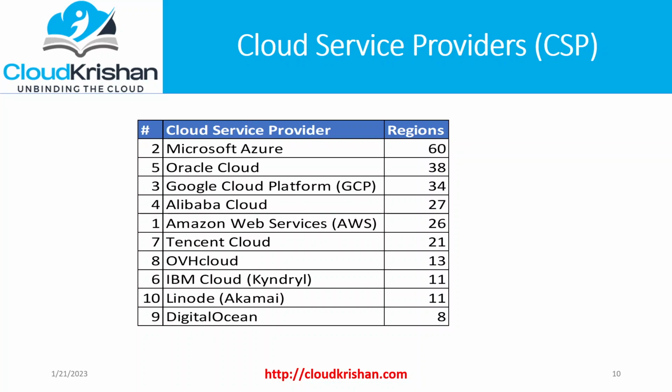So first one is Microsoft Azure. Region wise, Microsoft Azure has 60 regions, one of the biggest service providers. The second is Oracle Cloud. Apart from the database and many other SaaS software, Oracle also has their cloud. Google Cloud Platform, GCP in short, has 34 regions. Alibaba Cloud is another cloud which has 27, and then AWS, which is very popular. Amazon Web Services has 26 regions.